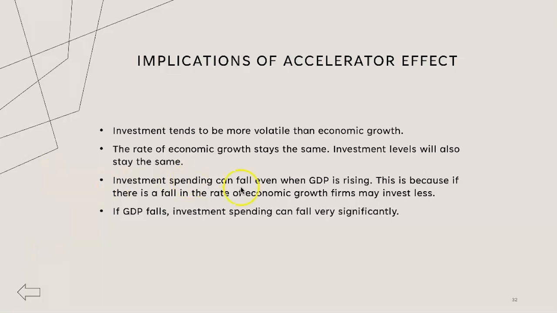And then investment spending can fall even when the GDP is rising. Okay, so tak semestinya bila GDP ni naik, investment ni akan naik because sometimes these investors can berhati-hati. Okay, this is because if there is a fall in the rate of economic growth, firms may invest less. Jadi mereka berjaga-jagalah. So if GDP falls, investment spending can fall very significantly, right? So this is the implication of the accelerator effect.